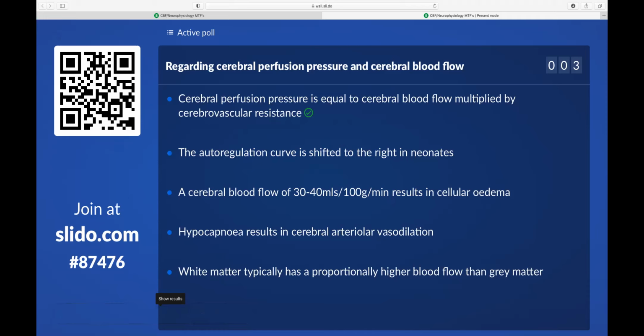Grand. A cerebral blood flow of 30 to 40 mils per 100 grams per minute results in edema. That's just that list I was talking through where you've got 50, 40, 30, 20, 10. There are different things that happen at each stage, and that's quite easy to write MCQs on, isn't it? So 50 was cellular acidosis. 40 was protein synthesis. 30 was cellular edema.